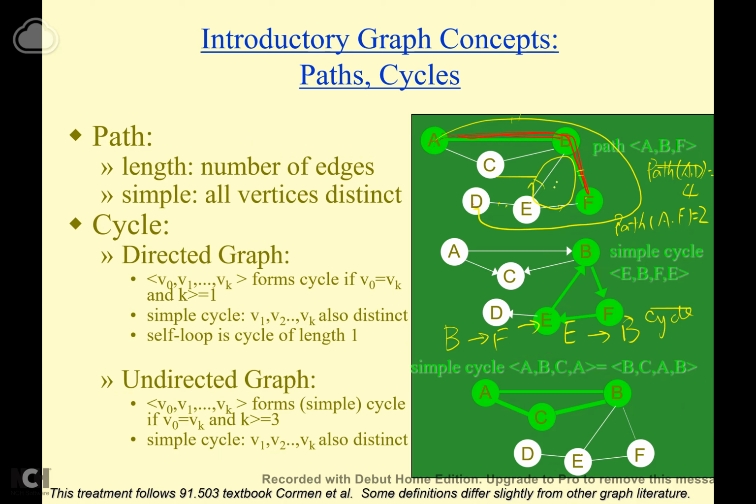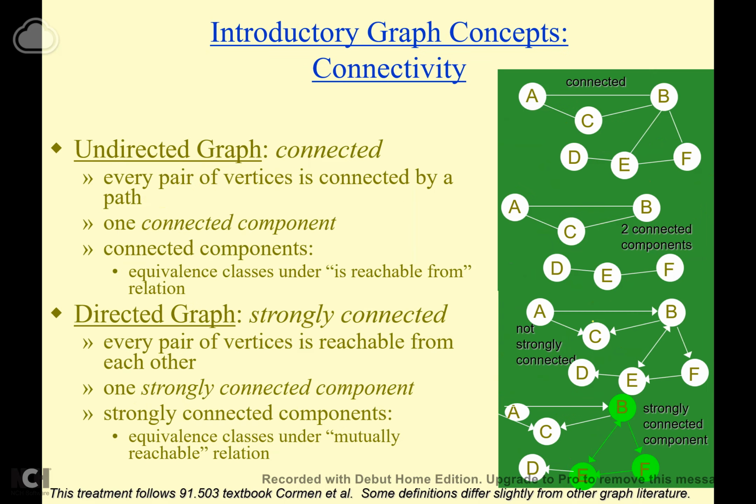Once you have a cycle, you can list it in different ways, right? You can start from F: F, E, B, F, or F, B, E, F. The same thing applies for directed and undirected graphs.